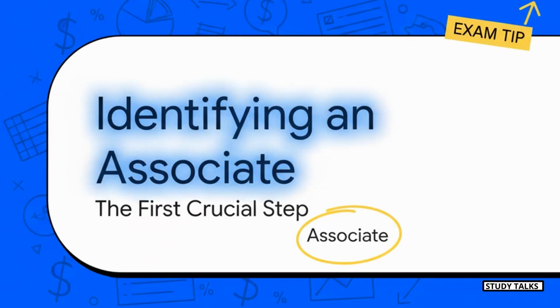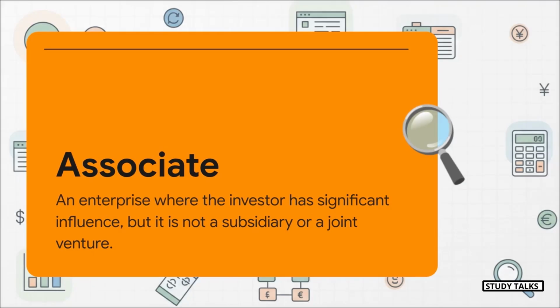Okay, first things first. Before we can even think about debit and credit, we have to know what we're dealing with. Correctly identifying an associate is the foundation for everything that follows. If you get this step wrong, all your calculations will be for nothing. So what is an associate, really? Think of it this way. It's not a company you control, that's a subsidiary, and that's AS21 territory. And it's not a company where you share control with someone else, that's a joint venture. An associate is this special middle ground, defined by one key phrase, significant influence.